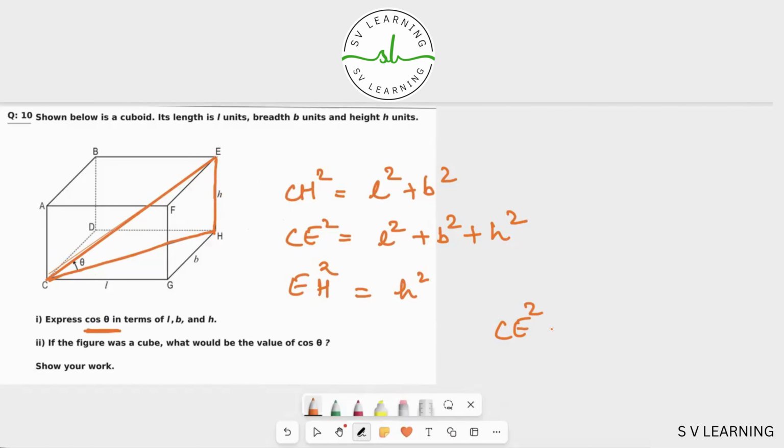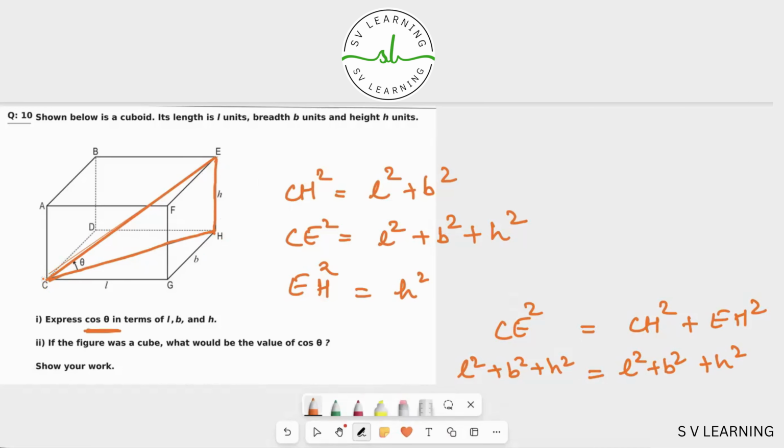CE square, which is equal to L square plus B square plus H square, can be actually expressed as CH square plus EH square, because CH is L square plus B square and EH is H square, which means that CEH happens to be the right angle triangle. So once we identified, yes, this is going to be a right angle triangle, then the next step would be to identify what would be the hypotenuse, what would be the base, what would be the perpendicular.